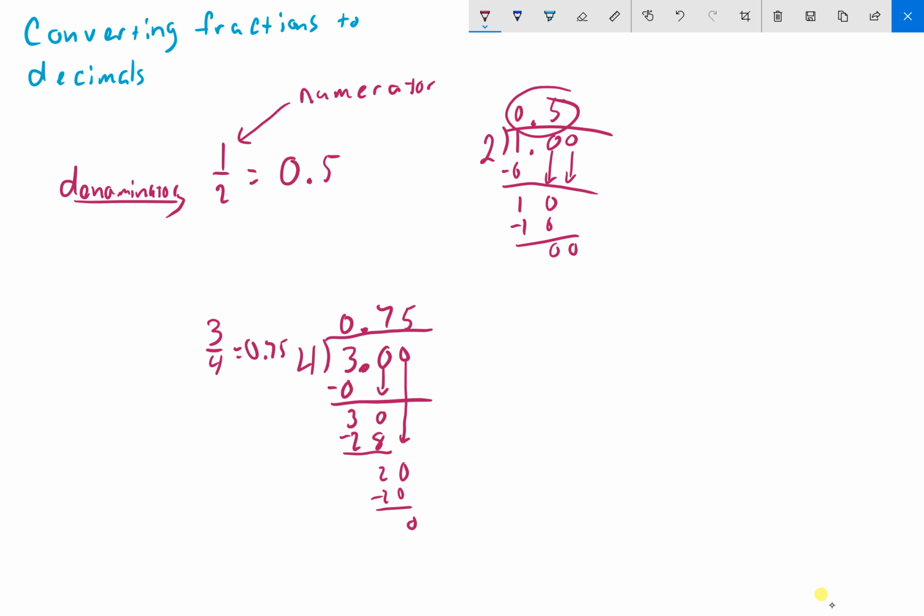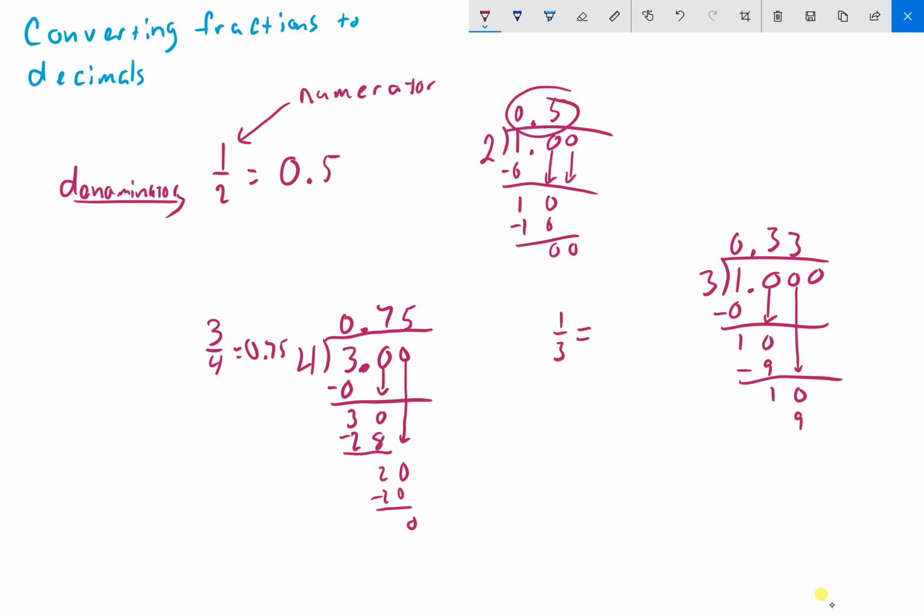What if I had something like this? 1/3. Well, 1/3, I'd say 1.000. 3 goes into 1 0 times. So I get a 1. 3 goes into 10 3 times. I get 9 with a remainder of 1. And you'll see 3 goes into 10 3 times, which is 9, remainder of 1, again and again.